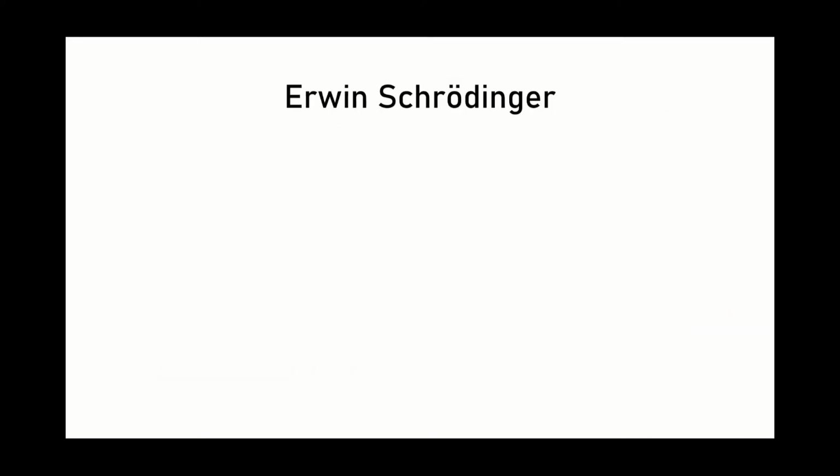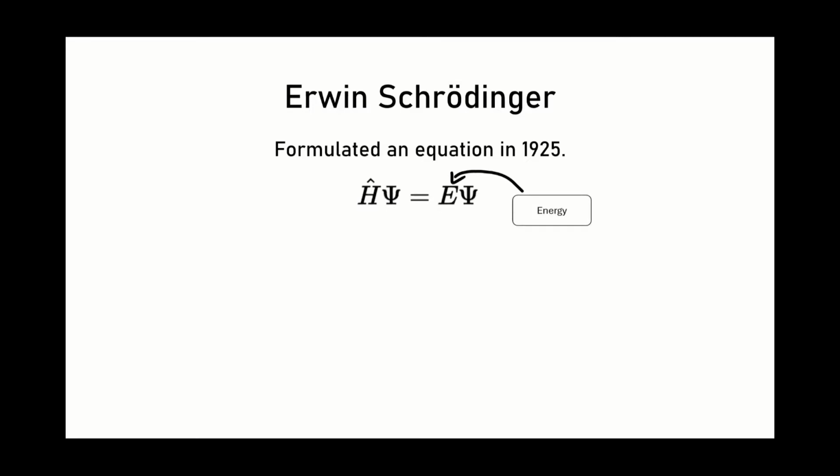Now, Erwin Schrödinger came up with an equation. This equation could be thought of as Newton's second law for the quantum world. And it's this. Let's break this down. We know what E is. This is energy.